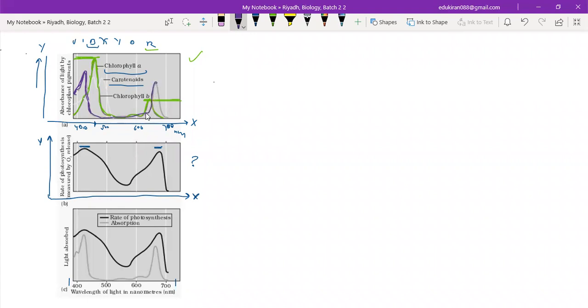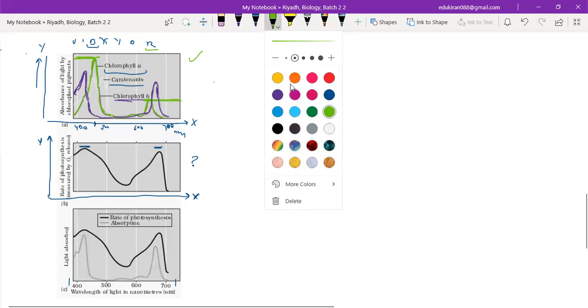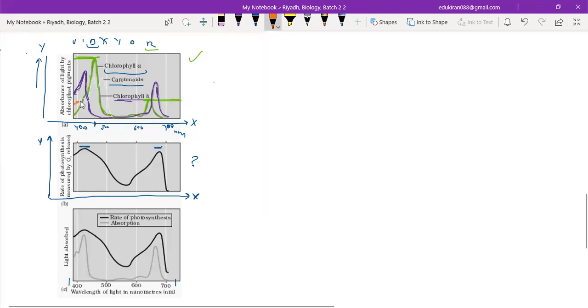There is no absorbance. And then it again crops up in the red region. Correct? And in plants, all these pigments are present. It's not like there is only chlorophyll A or chlorophyll B. Chlorophyll B and chlorophyll A are present together along with carotenoids. Now for carotenoids, let me use something brownish or orangish. So this is your carotenoid. See, carotenoid shows two peaks, but very closely in the blue and the green region, right? These are the two peaks, and then there is no peak.